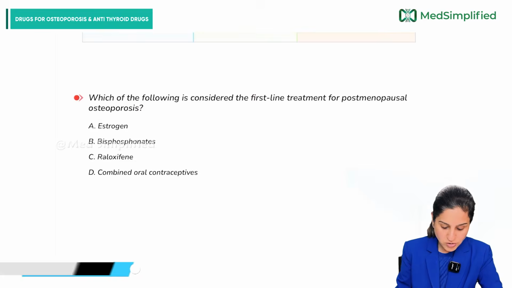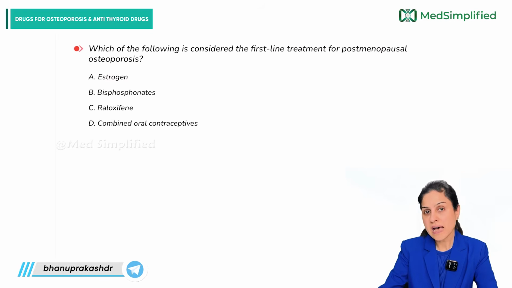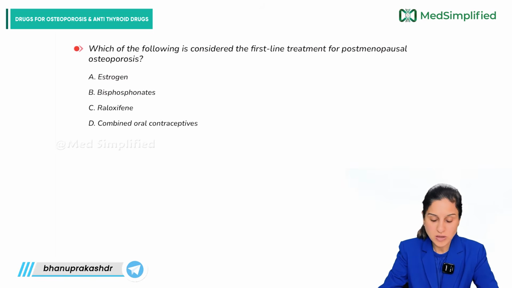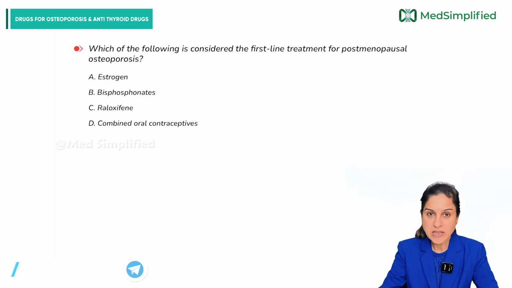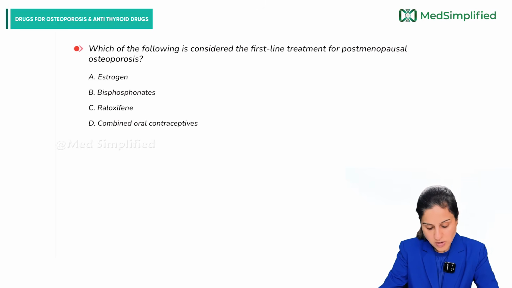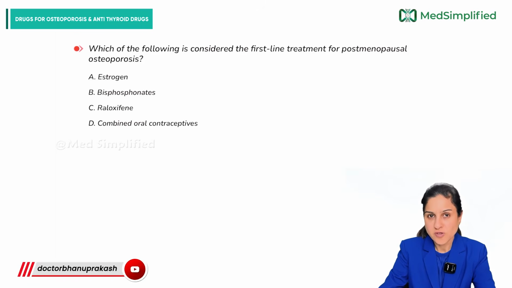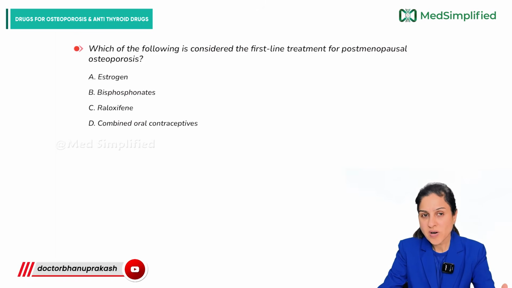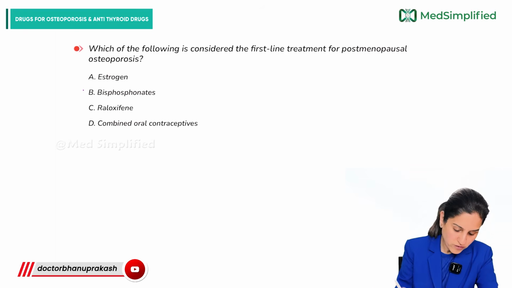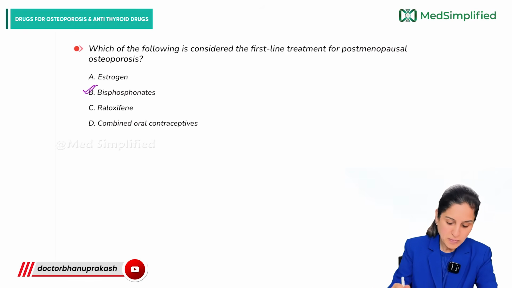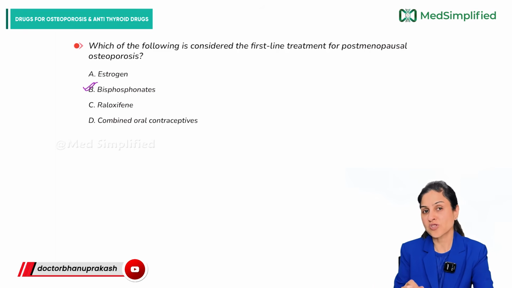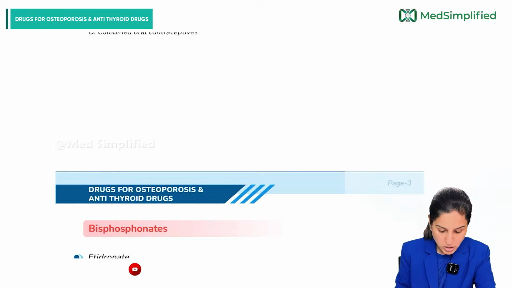Moving on to the MCQ which was asked in previous years: which of the following is considered the first line treatment for post-menopausal osteoporosis? Estrogen, bisphosphonates, raloxifene, combined oral contraceptives. Whatever the cause of osteoporosis is, the first drug or drug of choice is always your bisphosphonate. So they remain the most important drugs that you should know out of this particular topic.